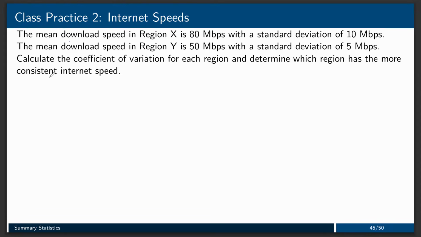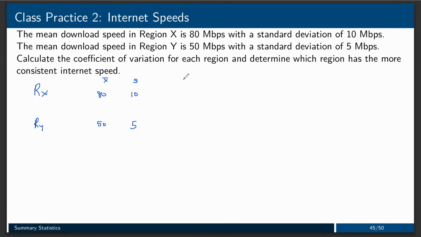All right, so let's look at region X, and then this is region Y. Let me use the notations. The mean is X bar. Standard deviation is S. So the mean for region X is 80 with standard deviation of 10. Here the mean is 50, standard deviation of 5.